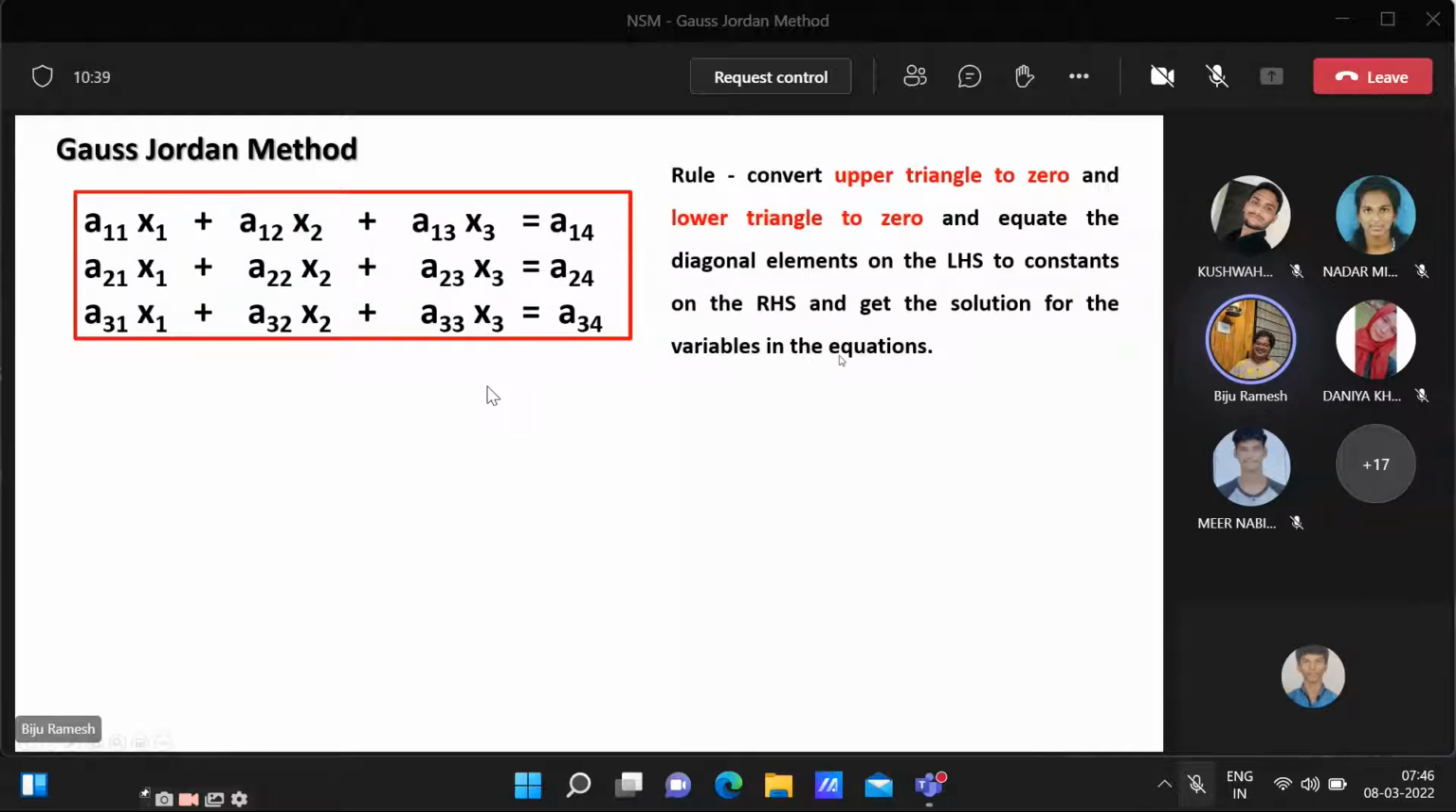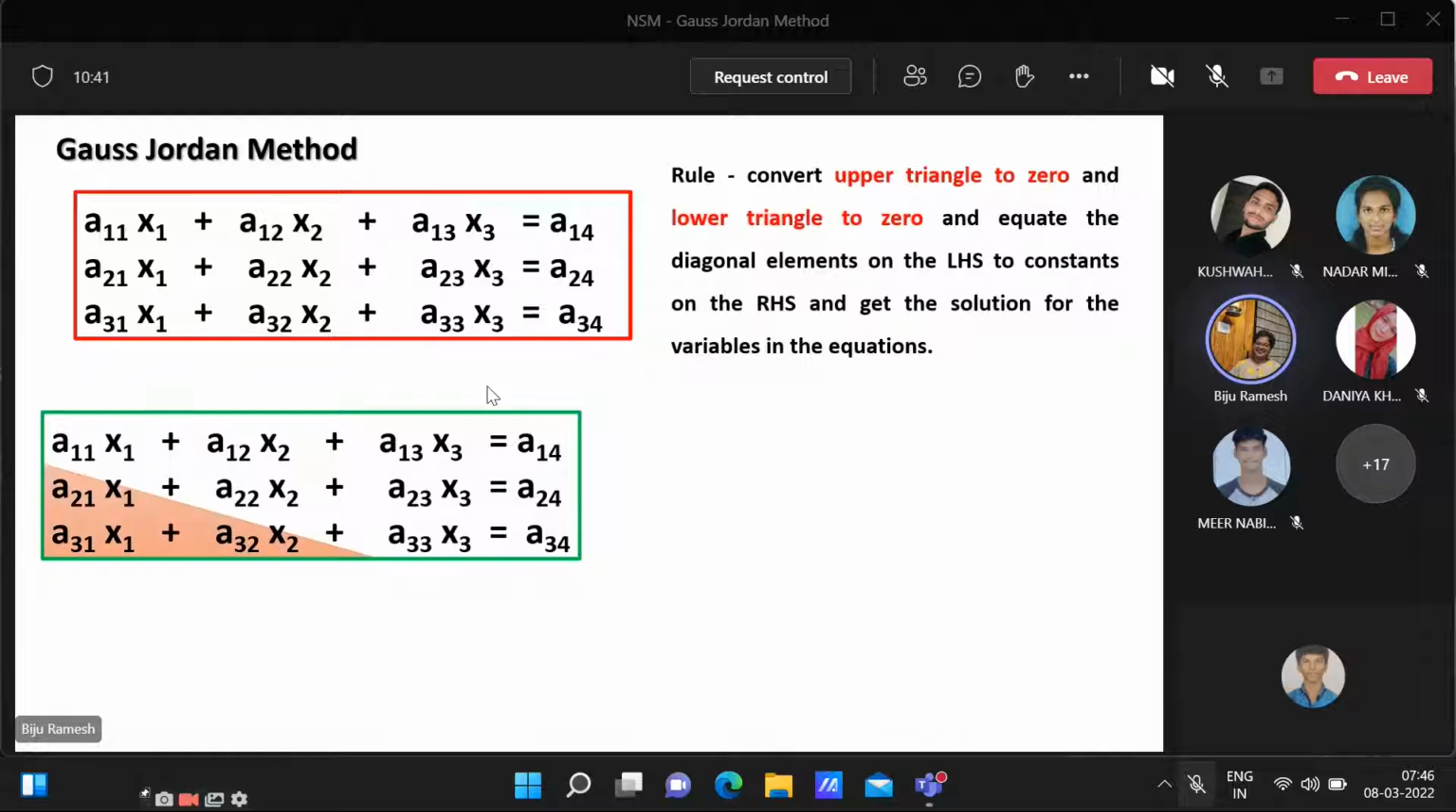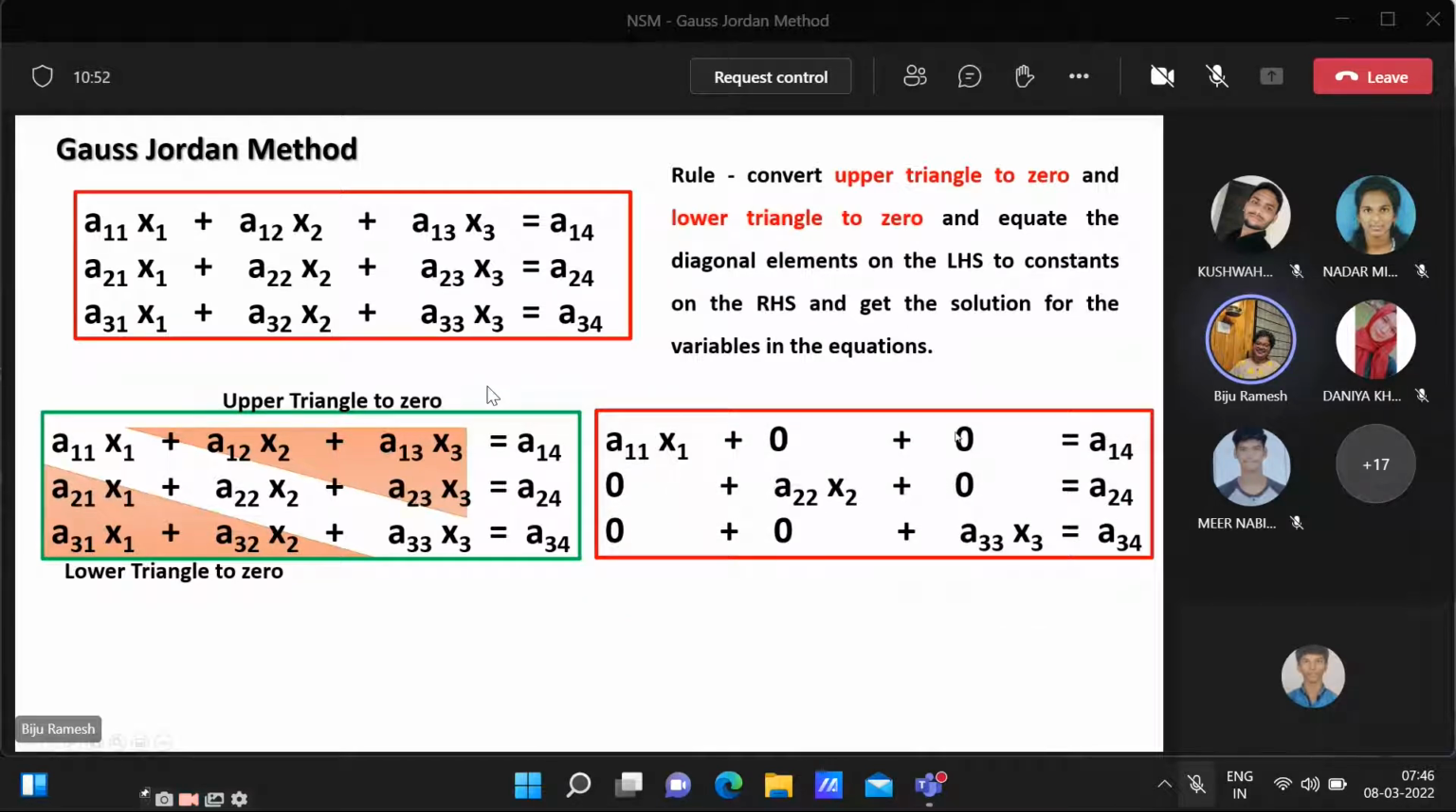So it would be something like this. This is your lower triangle. This you will be reducing to 0. This is your upper triangle. This also you will be reducing to 0. The resultant would be like this. Now you will equate these two. This is A11 x1 and A14. You will equate, you will get x1 is equal to A14 divided by A11. So you've got the solution.